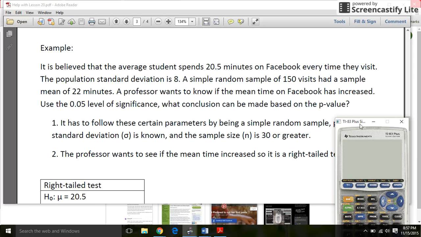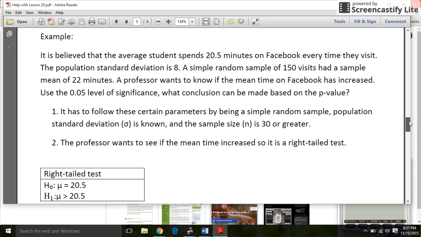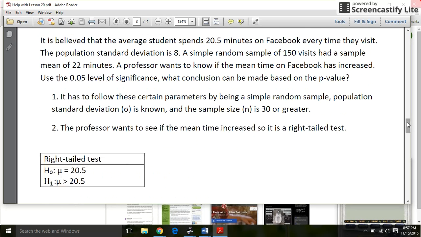Okay, we have hit all of our parameters right here because we know that it's a simple random sample, because it tells me right here this is a simple random sample. And it also tells me the population standard deviation right here. And it also told me that my sample size was greater than 30. So I have concluded that I have all that stuff in here. Okay, so let's see what else I need.